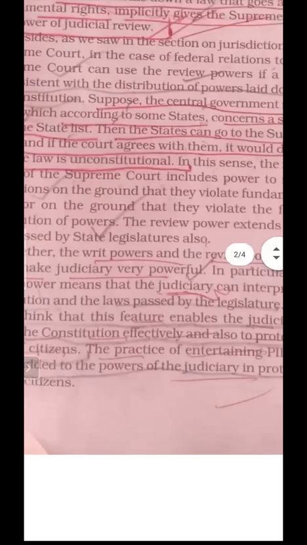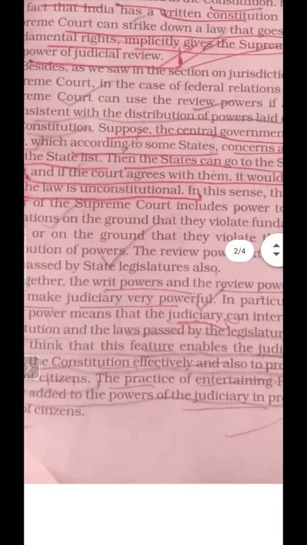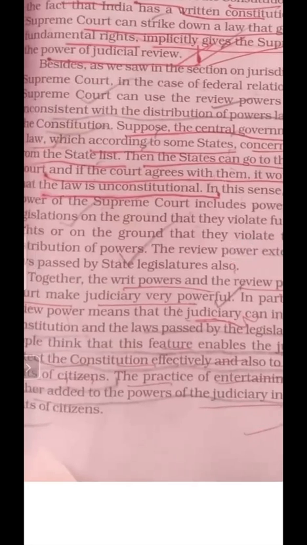Many people think that this feature enables the judiciary to protect the Constitution effectively. Many people think that because of the writ power and review power, the Supreme Court is very powerful and can protect the Constitution effectively. They can protect the Constitution effectively and also protect the rights of citizens. I told you that rights of citizens are very important. So they can protect the rights of the citizens.